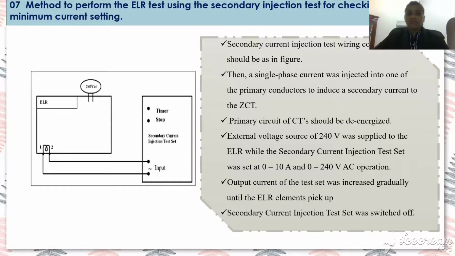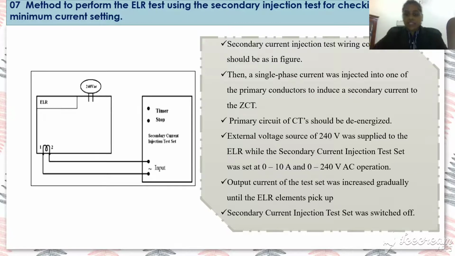Most importantly, before conducting the test, it was ensured that the primary circuit of the CT was de-energized. Then, an external voltage source of 200 volt was supplied to the ELR, with the secondary current injection test set at 0 to 10 ampere range and 0 to 240 volt AC operation. Finally, the output current of the test set was increased gradually until the ELR element picked up, and the secondary current injection test set was switched off.